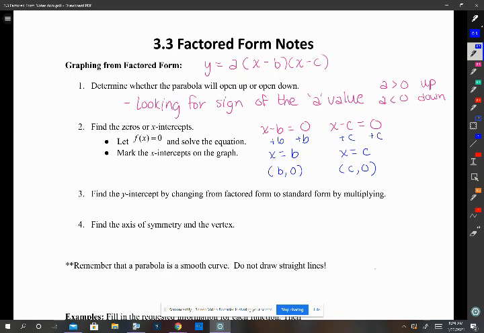And then we're going to mark those or graph them on the graph, okay? So we're going to see if it goes up or down. We're going to solve for our x-intercepts. We're going to graph them, okay? That's what this means right here.